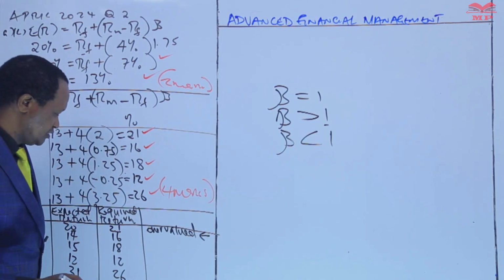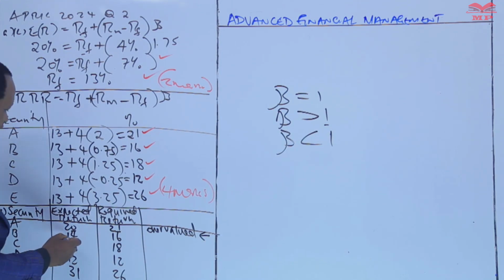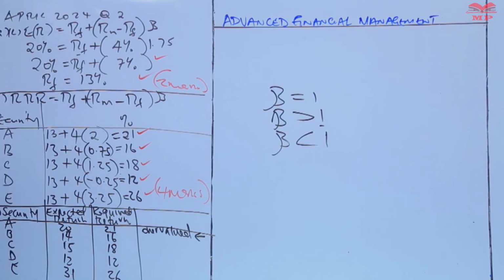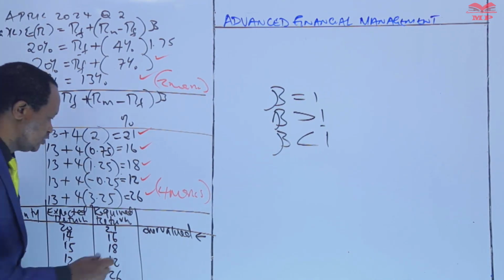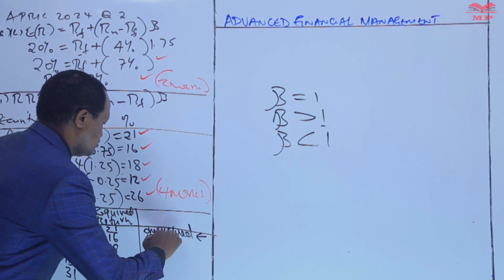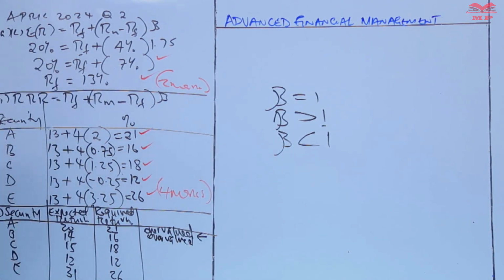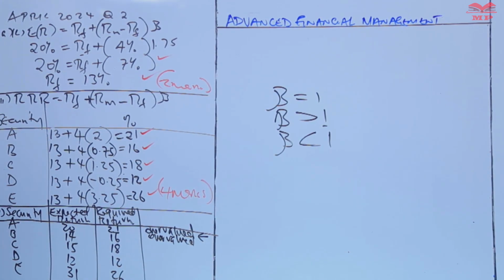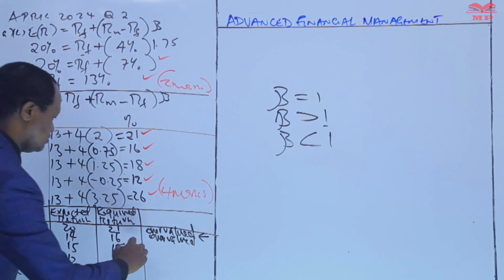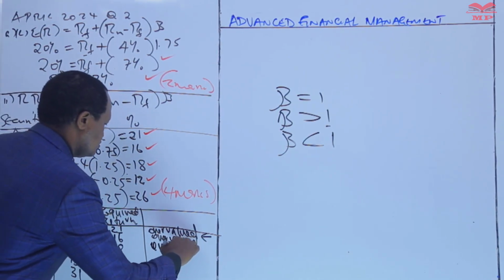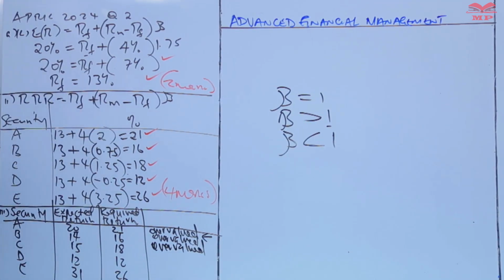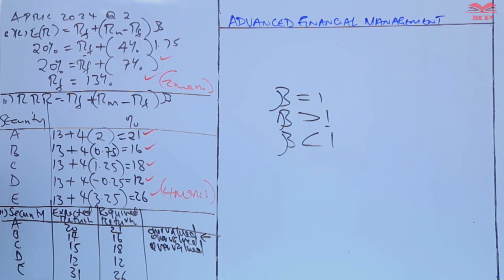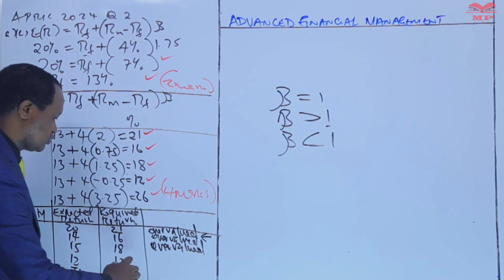Now with that knowledge, what do you think of security B? Is it overvalued or undervalued? Security B? Overvalued. Jackie says overvalued. That is correct. Security C? Overvalued. Security D? 12, 12. This one is correctly valued.